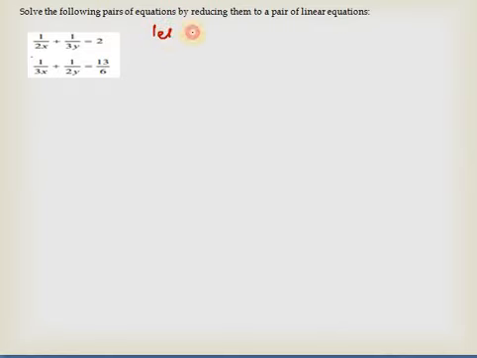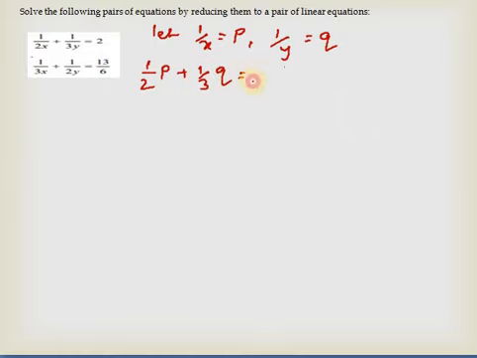So let's start: 1 upon x is equal to, can we write p, and 1 upon y is equal to, can I write q? So how much can I write? 1 upon 2p plus 1 upon 3q is equal to 2. Similarly, another equation: 1 upon 3p plus 1 upon 2q is equal to 13 upon 6.